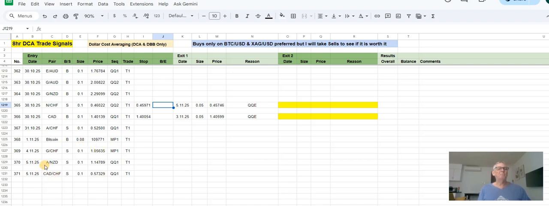So here's the two new trades taken at lunchtime. Aussie New Zealand a sell and CAD Swiss a sell. And I did some trade management on the New Zealand Swiss sell, closed half and put a stop in place. All right, let's get on the charts.